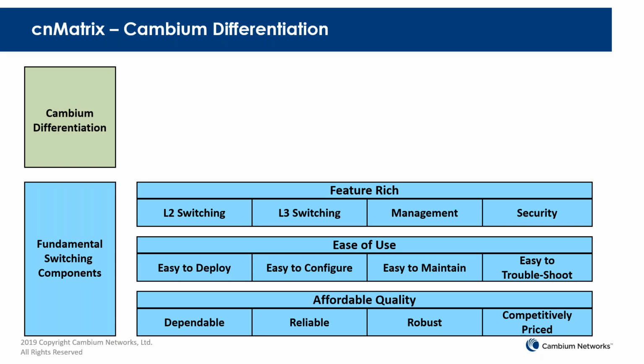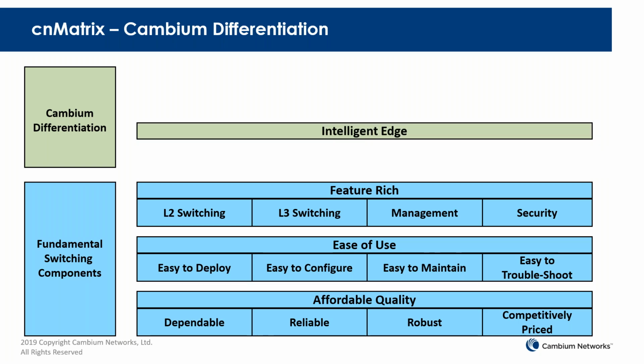But on top of that, we did have some pretty innovative ideas, and so a little bit of Cambium differentiation I'll talk about next. The first item here is intelligent edge. This is a term that we use a lot at Cambium, not just for our switches, but across all of Cambium. The intelligent edge, what that means for cnMatrix is it's really a suite of features, and I'm going to highlight three features for you here.